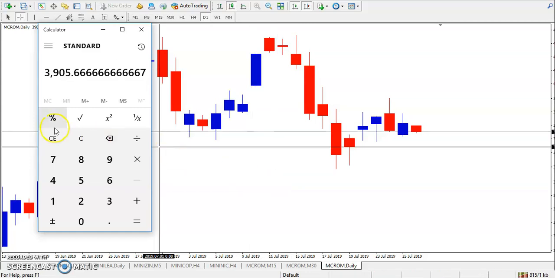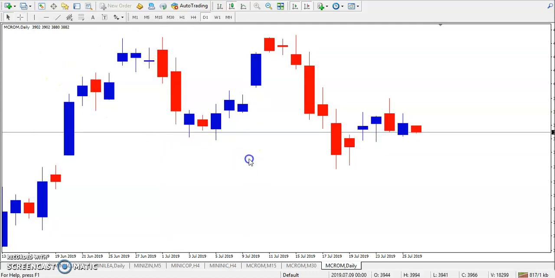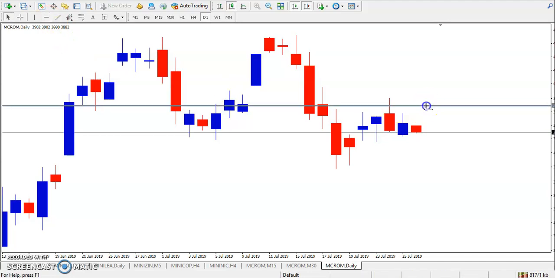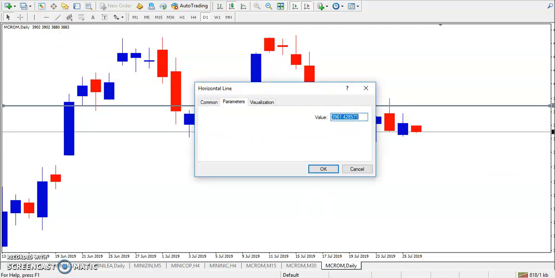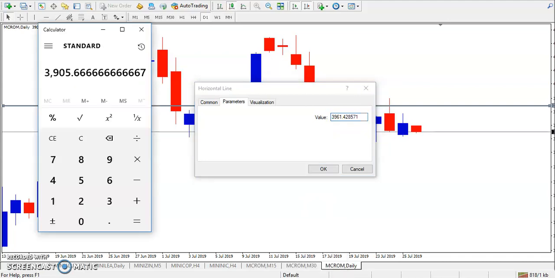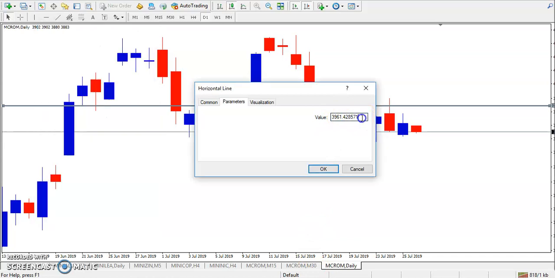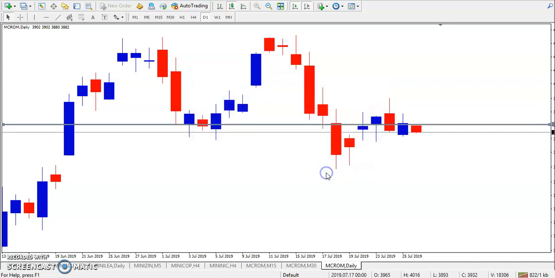So we'll see 3905.6 is the pivot point. So let me draw a line here. I'll edit this line property and place the figure here, 3905.6. So now you can see this is our pivot point. Have you seen? Right? This is our pivot point.